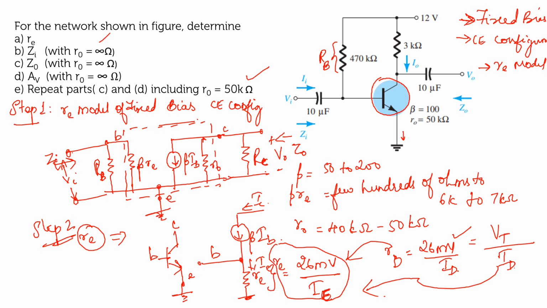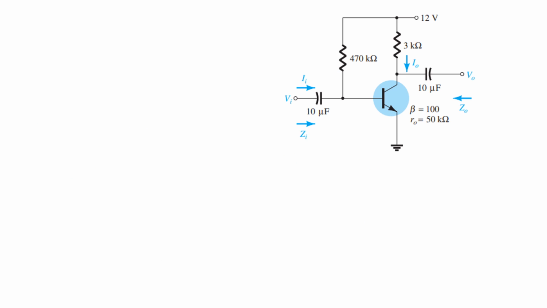Now let us go on to the problem. First let us take the A part, where you have to find the value for re. You know the formula re is equal to 26 millivolt divided by IE, and IE is nothing but the DC emitter current. So you have to go forward with the DC analysis of the circuit.